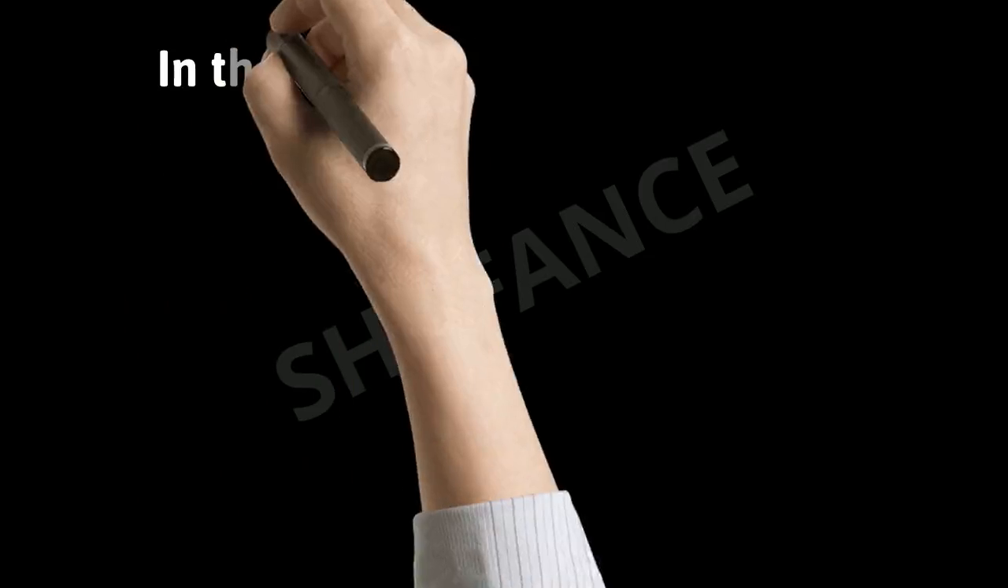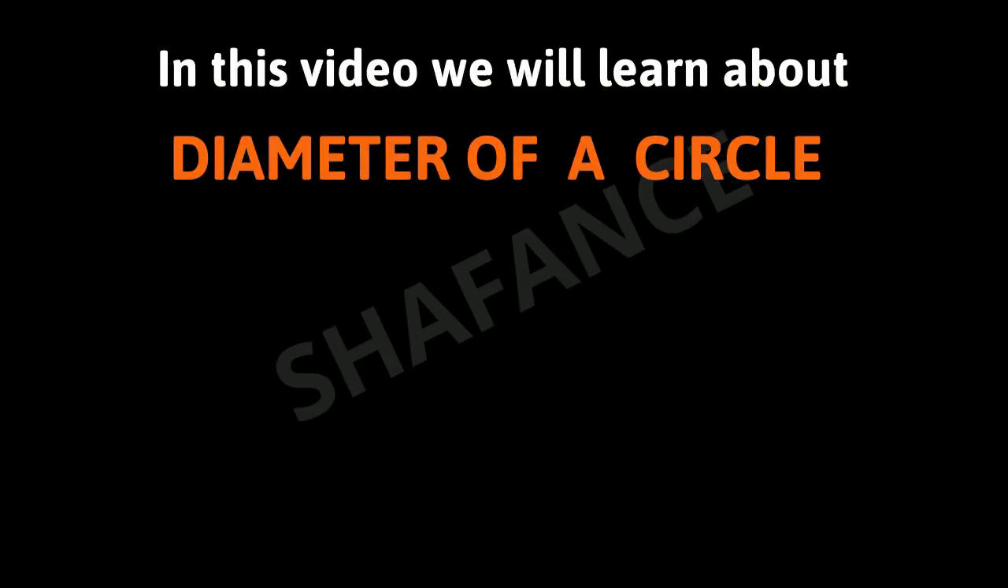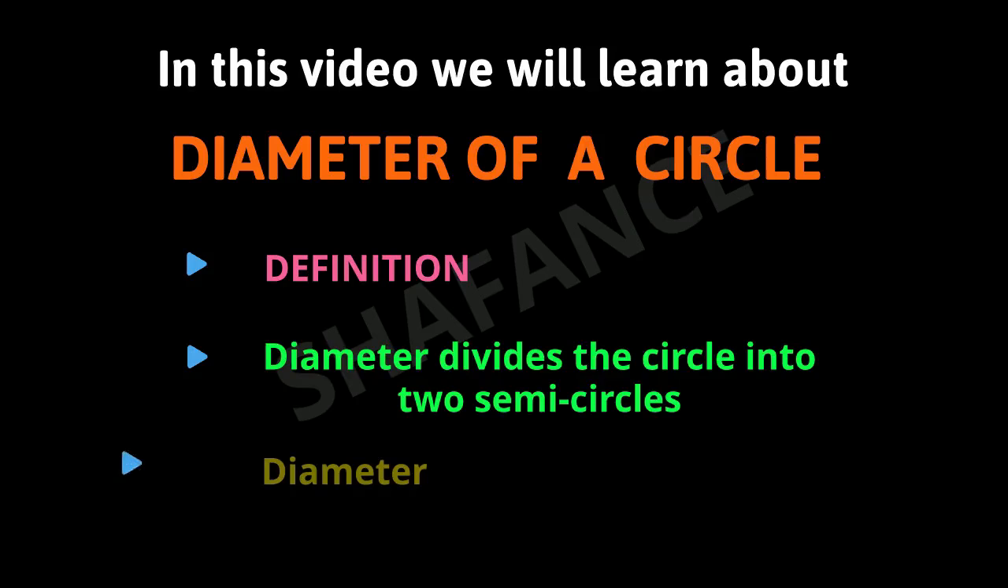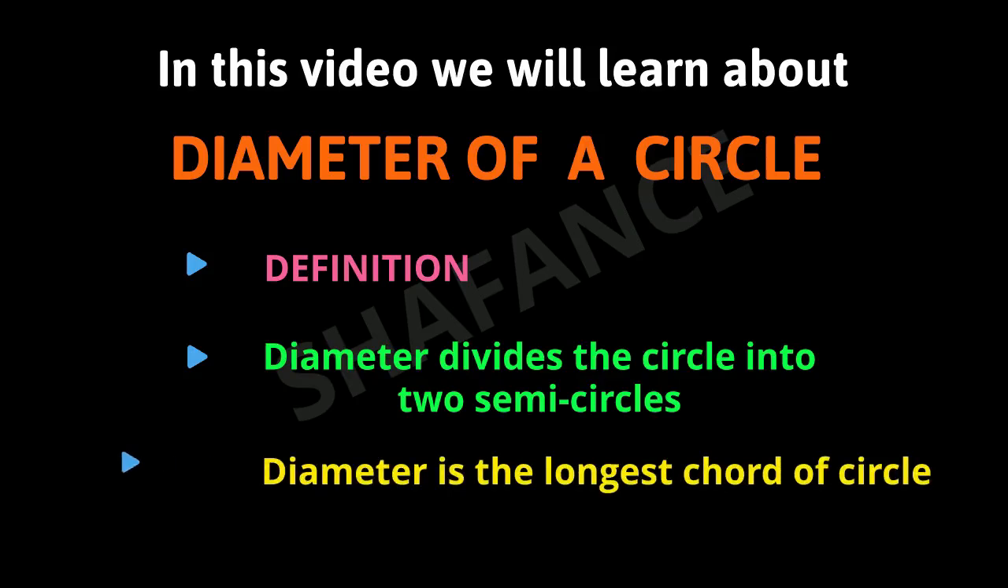In this video, we will learn about the diameter of a circle. We will see its definition and two of its properties. That is, the diameter divides the circle into two semicircles, and second, the diameter is the longest chord of the circle.